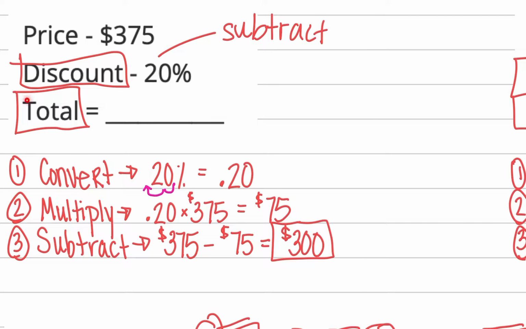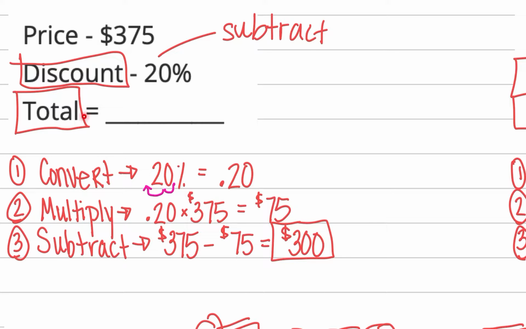Since they asked for the total amount with the discount, I'm going to have to subtract at the end. Our first step is to convert that percent, and I'm always going to move it twice. So we should have gotten 0.20 as our decimal. Then we multiply 0.20 by our original amount of $375, and when we plug that into our calculator, we get $75. This is our discount amount.